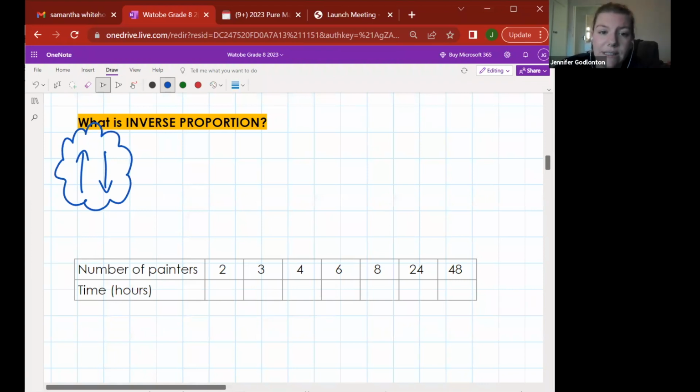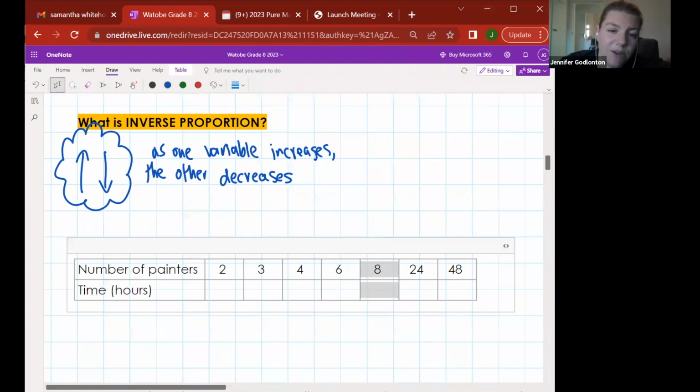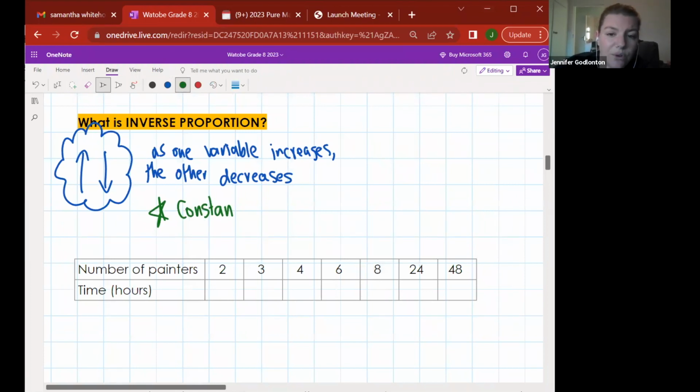So as one variable increases, the other decreases. One up, one down. And in direct, we think of ratio. In inverse proportion, let me use a different color so that it stands out a bit more, we think of something called a constant product. So in inverse proportion, one is going up, one is going down.